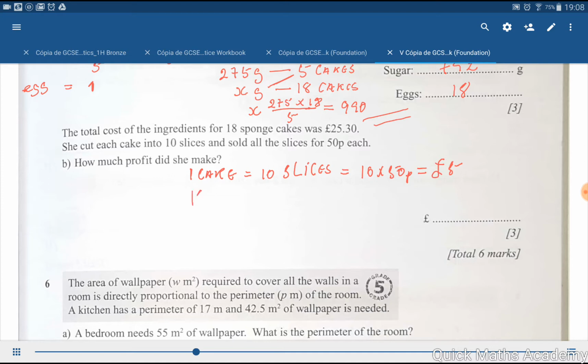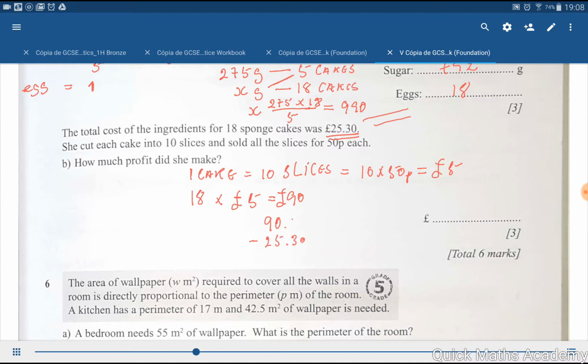If she made 5 pounds with one sponge cake, and we have 18 sponge cakes, we have 18 times 5 pounds, and that is the sales. This will give me 90 pounds. But now we have to subtract the cost of the ingredients, because they are asking for the profit, and if we have spent money on the ingredients, it's not all profit. We have to account for how much we spent on the ingredients. So we are going to do 90 minus 25.30.